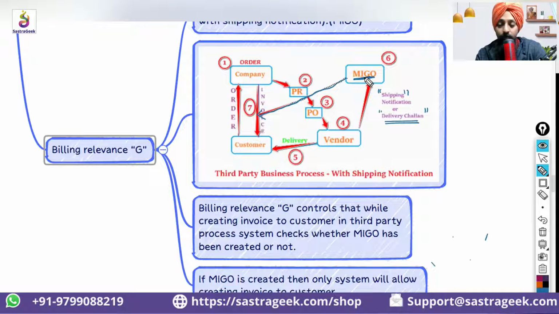Now this Migo will be a special kind of Migo where the stock will not update, the value will not update. It's just a notification that the material has been dispatched to the customer. Customer has received the material. If the customer has received the material, now you can invoice the customer, right? So your invoice reference is linked with the Migo. If the dispatch is done and confirmed, and the customer has received, you raise an invoice.